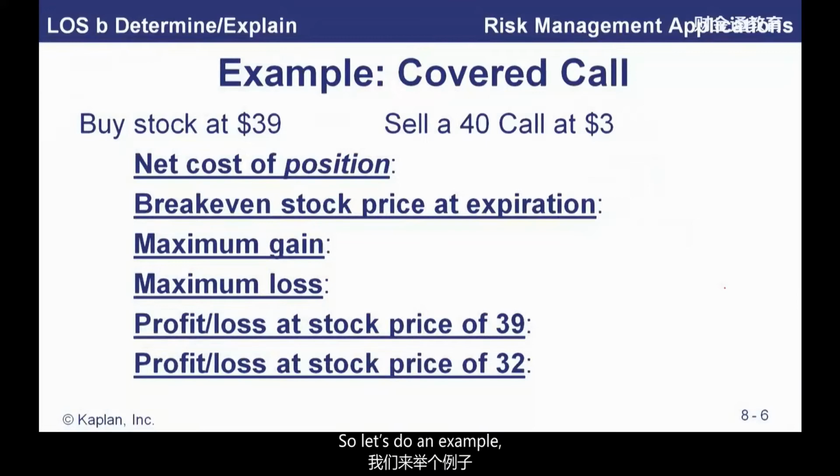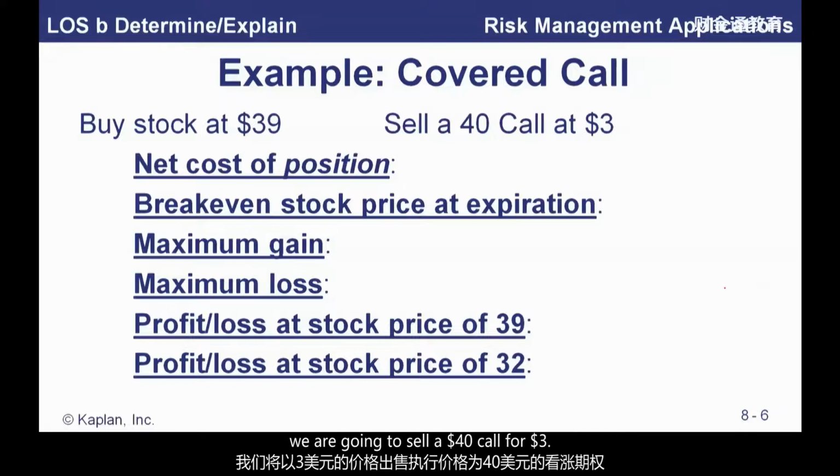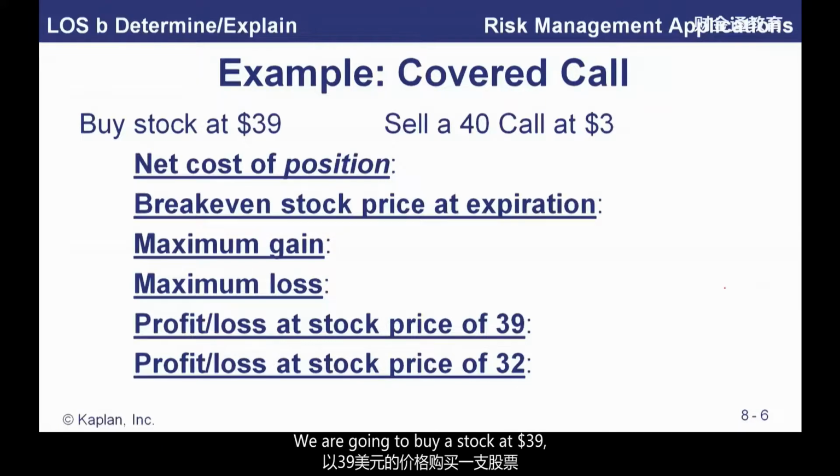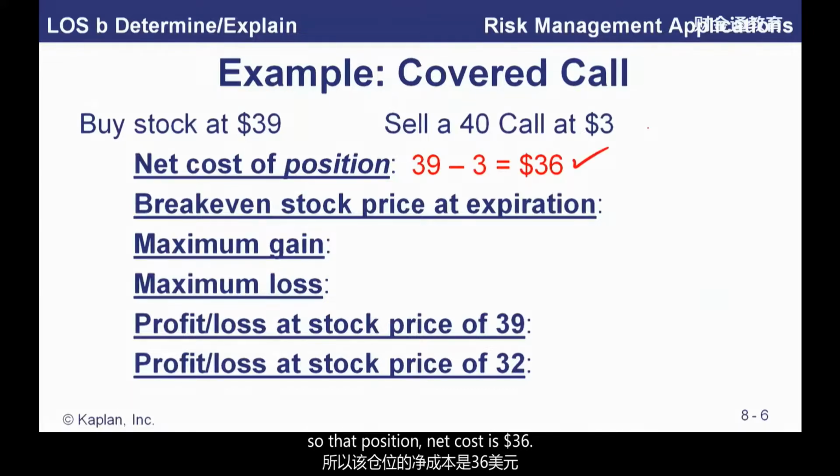So let's do an example, because the learning outcome statement said you're supposed to be able to figure all these things out. So let's just run through it. We're going to sell a 40 call for $3. We're going to buy a stock at 39. What's the net cost of the position? Well, we paid 39 for the stock. We took in $3 when we sold the call. So that position, net cost $36.